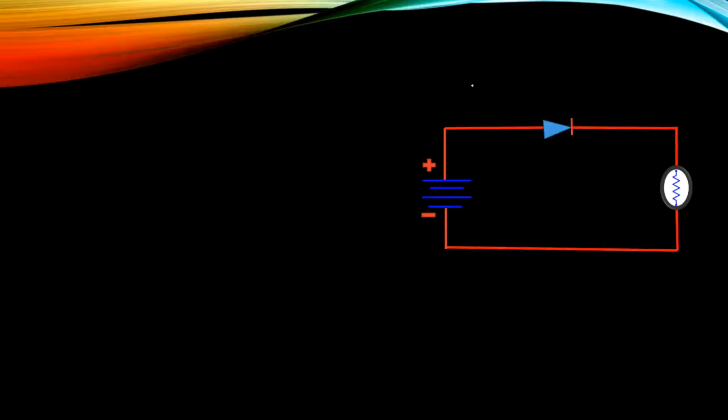So let us consider a PN junction diode. This is the P type of the PN junction diode. This is the N side of the PN junction diode. This is a battery, a voltage source applied. This is the positive and this is the negative terminal, and we know that current will be flowing in this direction. And let VD represent the voltage across the diode.